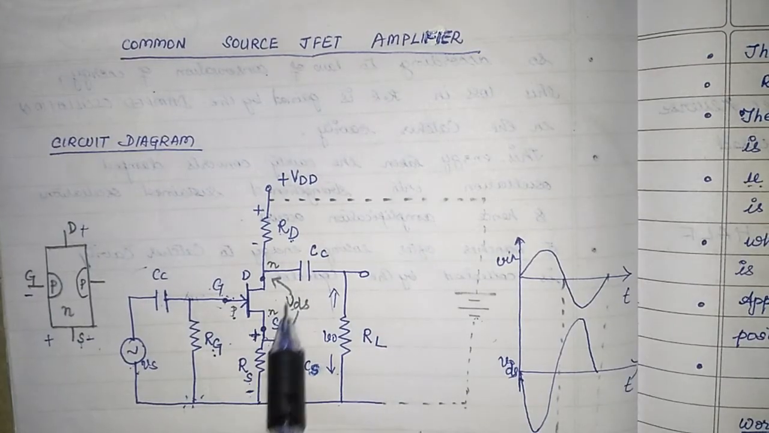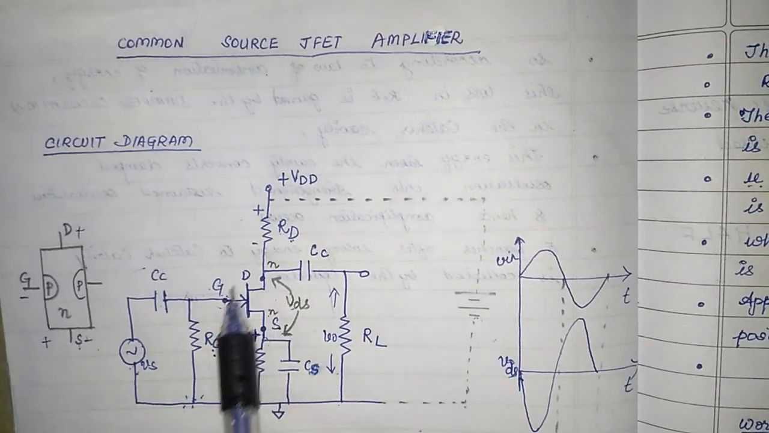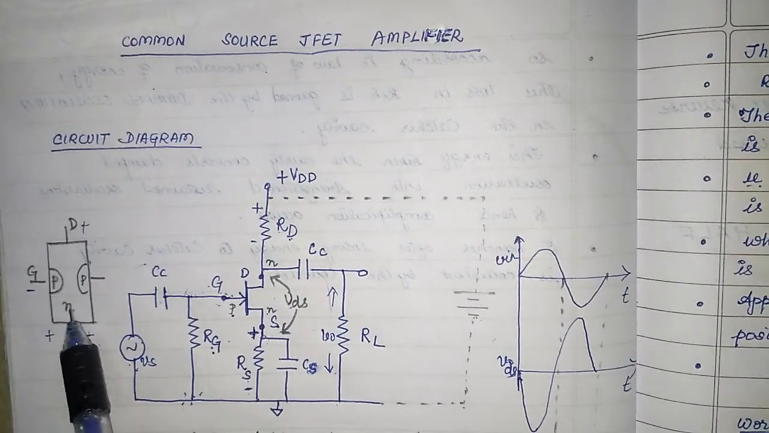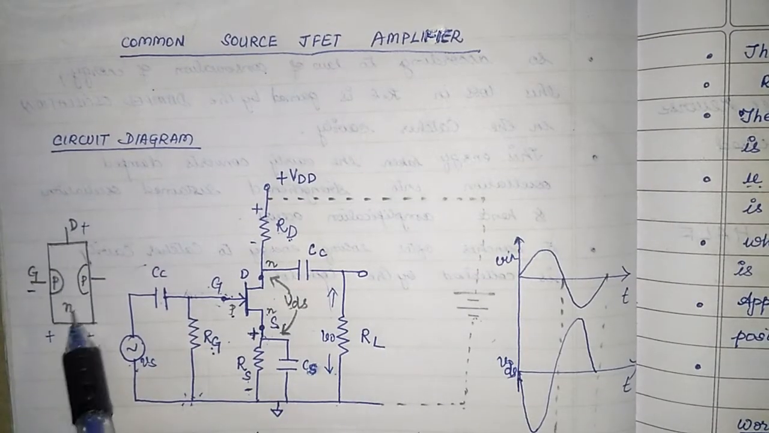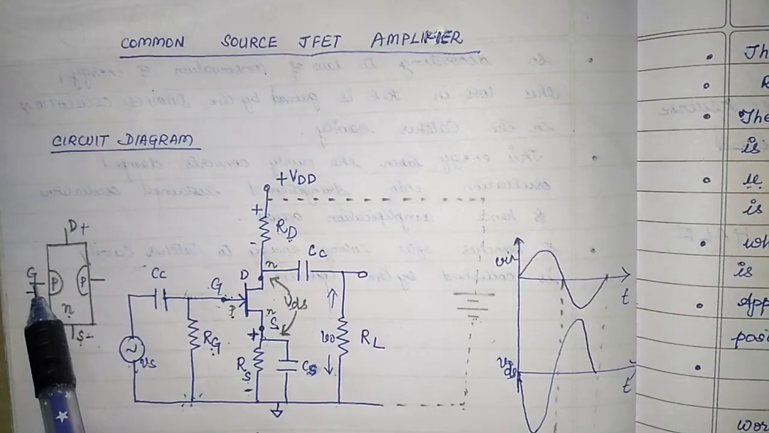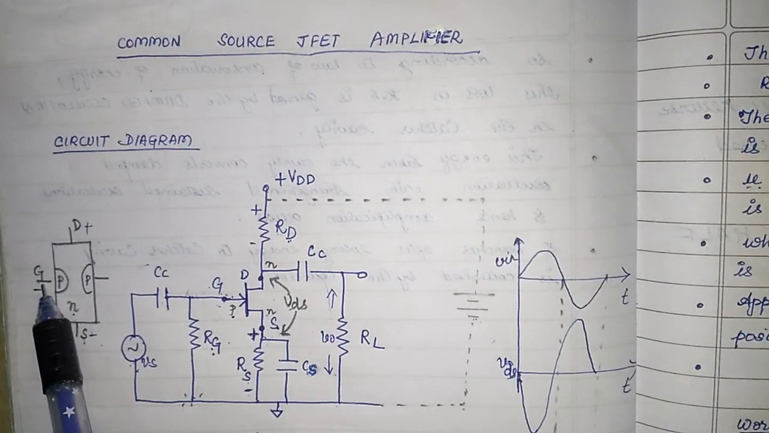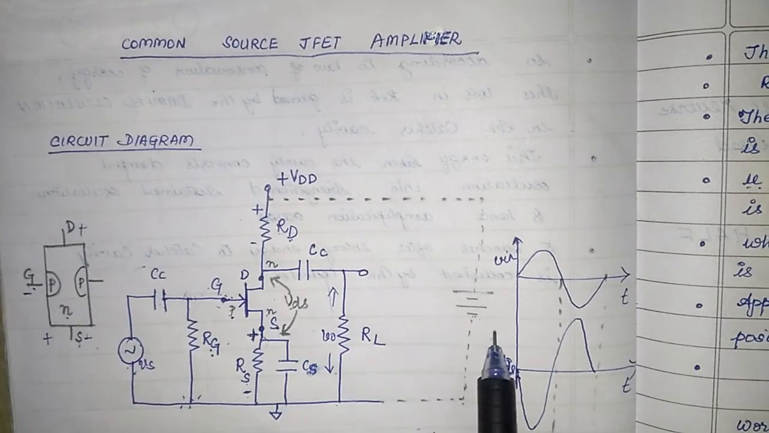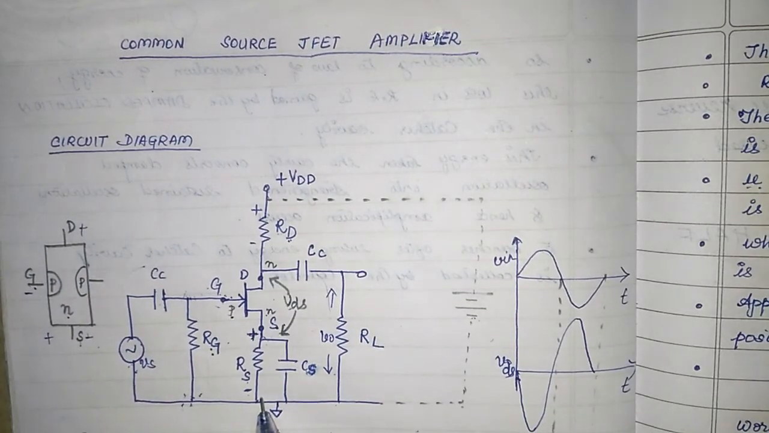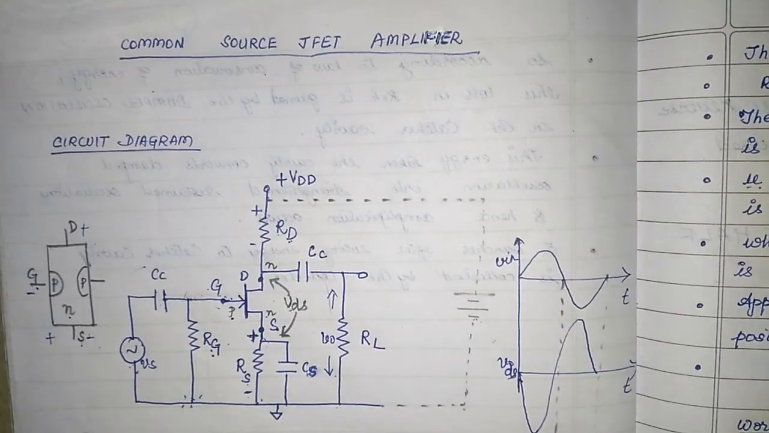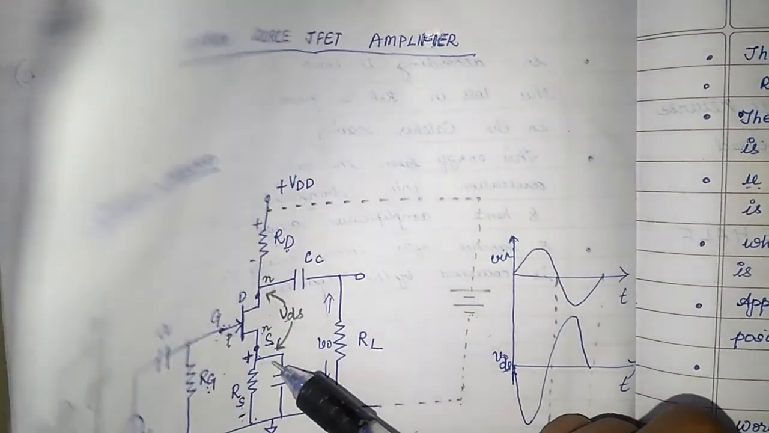So this symbol is an N channel JFET. So what do you mean by an N channel JFET? The drain and the source are N type material and the gate is of P type material. And we all know that the gate should always be kept reverse biased with respect to source for the proper functioning of the JFET, and the drain should be kept at a positive potential with respect to source. With this knowledge, let us go to understand the basics of the circuit components here.